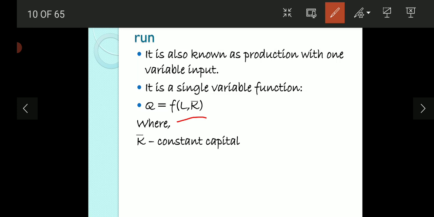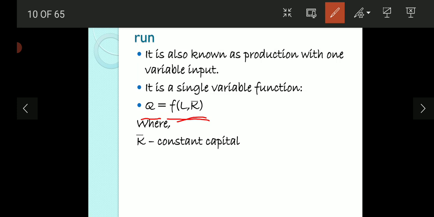So in this production function, I can say output is a function of labor and capital. Here I have written K bar. That means capital is fixed. So if I want to increase my output, that can only be increased by changing labor. That means if I increase the labor, then only the output can be increased, because capital I cannot change. I do not have time for that, right?